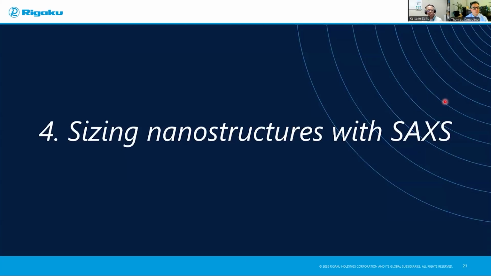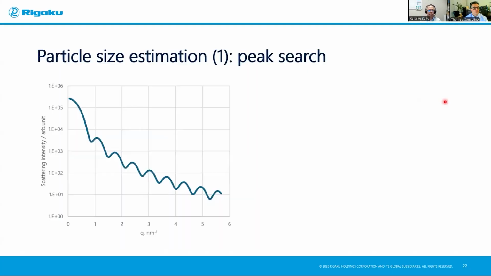All right, let me introduce how you could analyze your SAXS profile. I'm going to discuss three different approaches to estimate your particle size from the SAXS profile. First of all, the peak search. Assuming this is your SAXS profile, as you see, we see oscillations. If you see oscillations, this suggests your nanoparticle sizes are very uniform, with a small distribution. That's why you see oscillation.